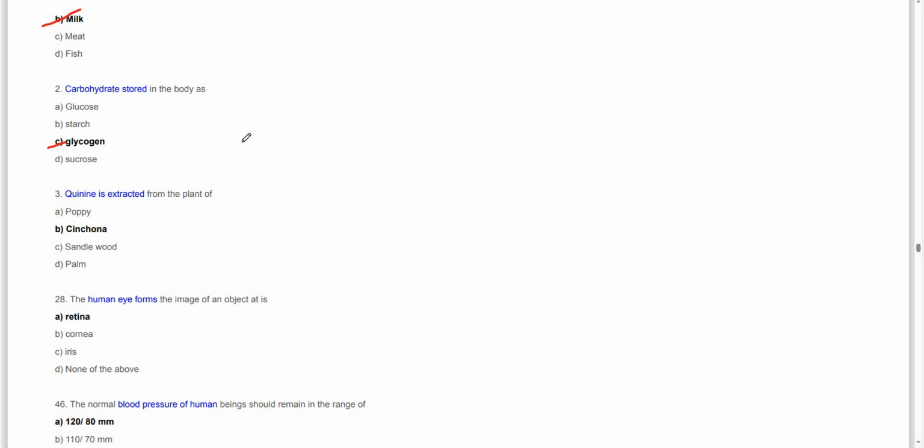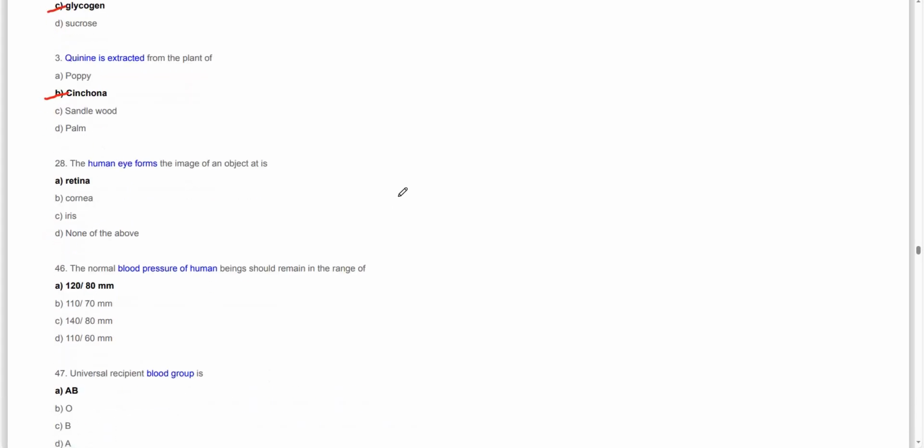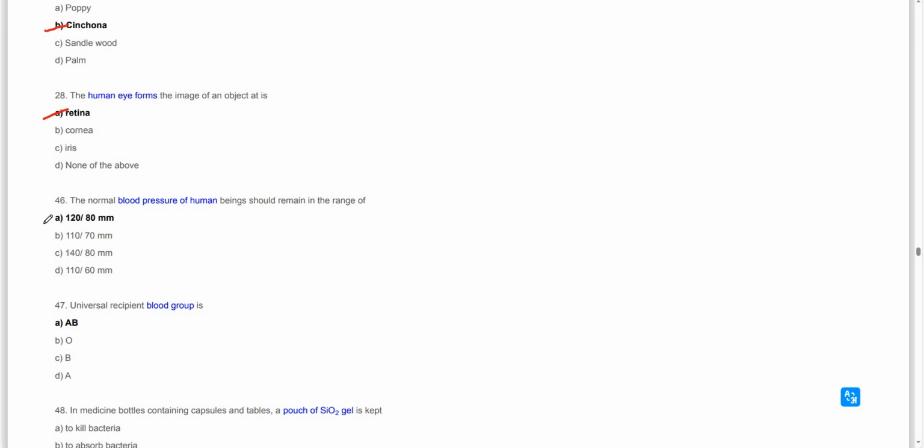Moving on, quinine is extracted from the plant cinchona. Human eye forms the image of an object at its retina. Moving on, normal blood pressure of the human being is 120 by 80, that is systole and diastole respectively.